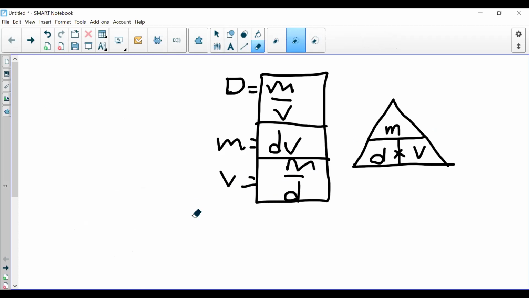I'm going to give you a practice problem right here. I'm going to keep these on the screen, okay? I'm going to give you a practice problem, and I want you to try it. I will not have you solving density. I'm going to have you solve for mass and volume. So remember these equations because you're going to use them here in just a minute.